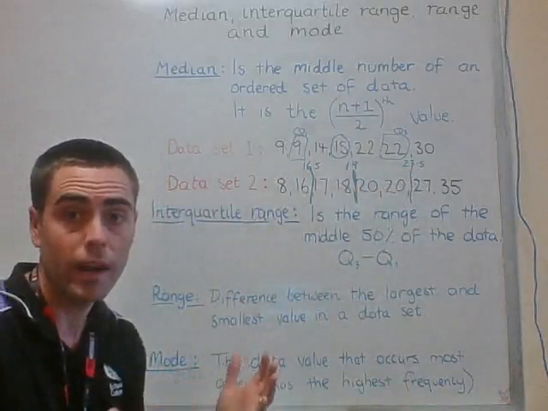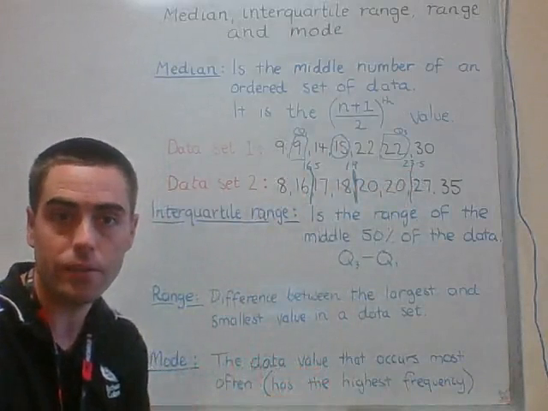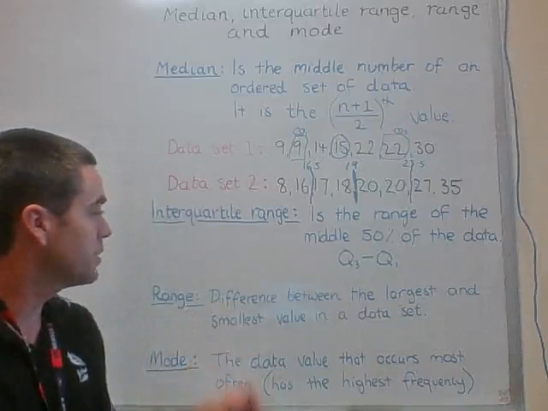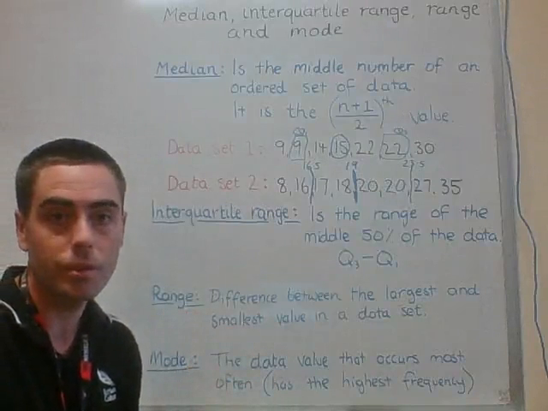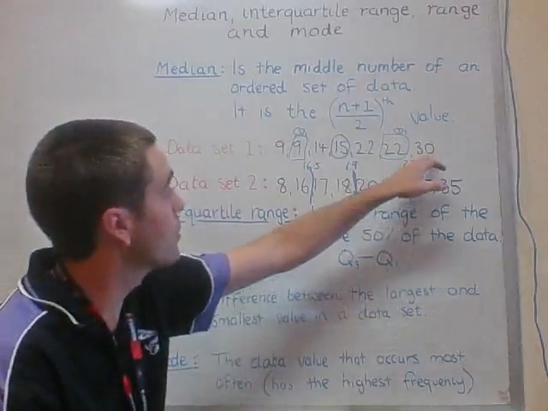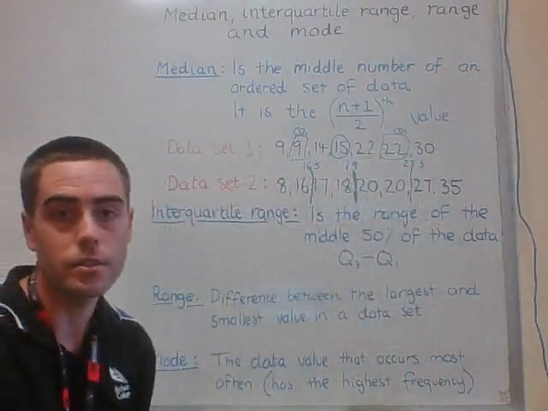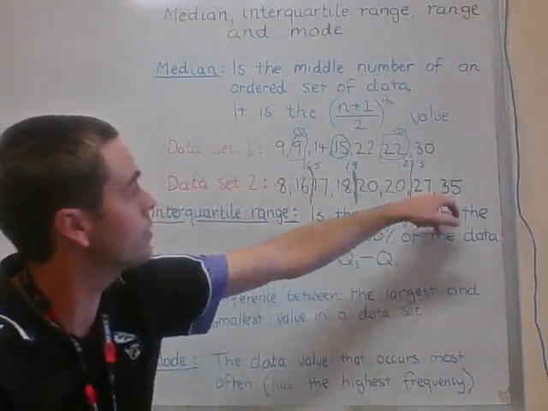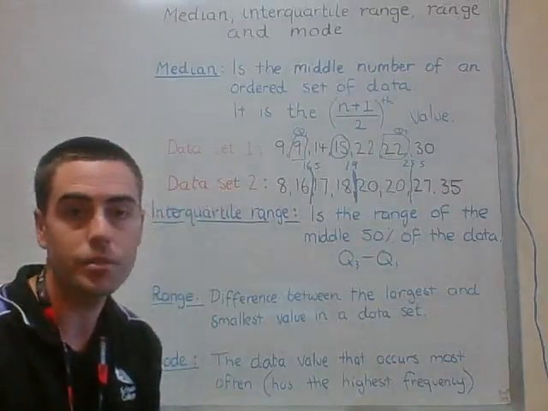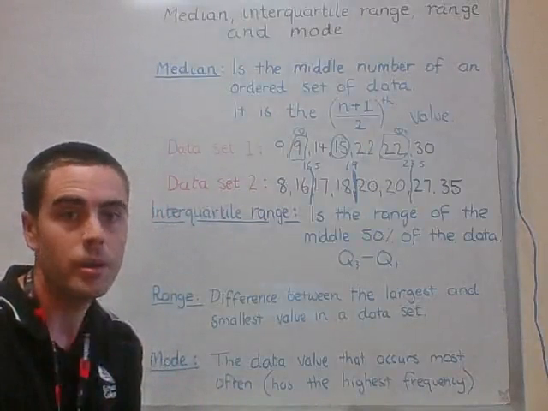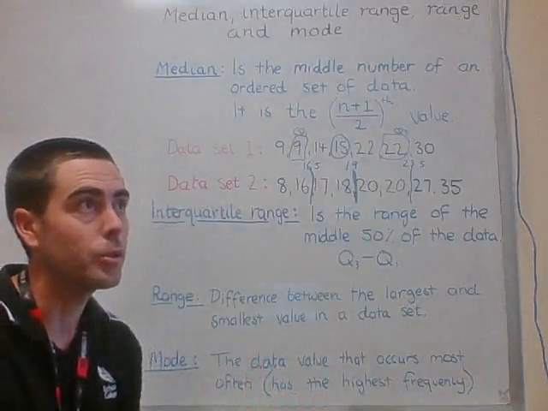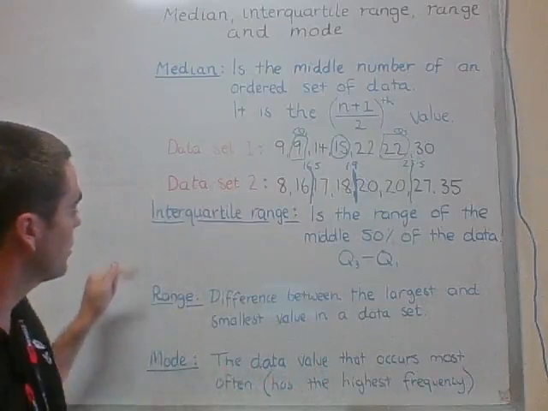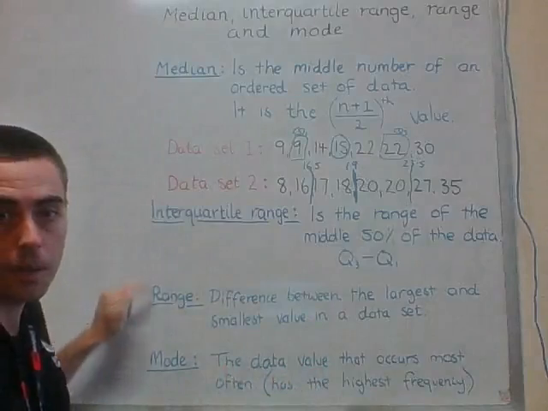The interquartile range tells us a little bit about how spread out the data is. The range is a very simple formula. It is the difference between the largest and the smallest value in the data set. So for data set 1, 30 is the largest, 9 is the smallest, 30 take away 9 is the range. And for data set 2, 35 is the largest, 8 is the smallest, 35 take away 8 would be the range. So pretty straightforward, but again, something that we can use to talk about how spread out the data is. These two here are used quite a bit in talking about how spread out our data is.